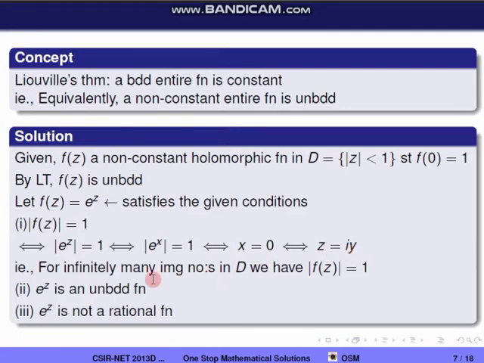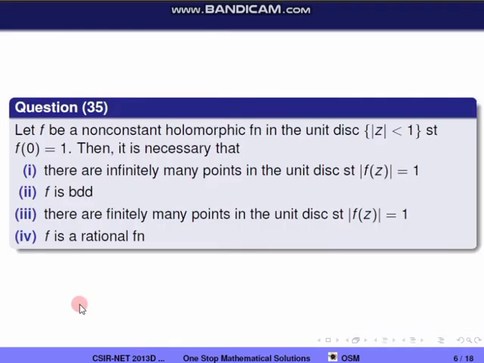That is, for infinitely many imaginary numbers in D, we have mod f of z is equal to 1. And e power z is not a rational function. So we will check the correct options. So the correct option is the first one.